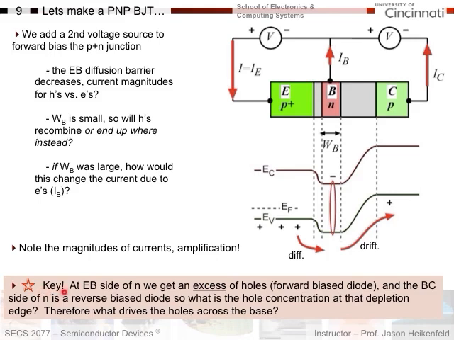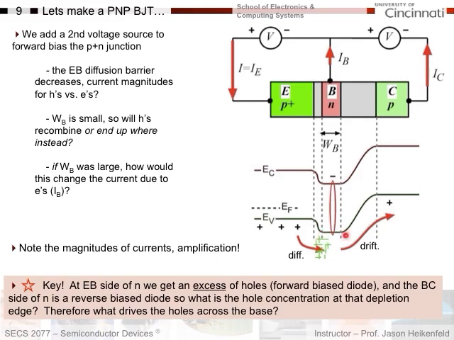One question you might be asking is how do the holes get across the base? That's a really good question. How do the holes get across the base? Well, if the holes didn't get across the base, what would be happening over time is I would start building up a huge excess of holes at this side, right? So I'd have basically a lot of holes on this side here, and none here.